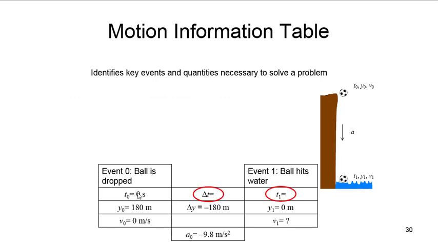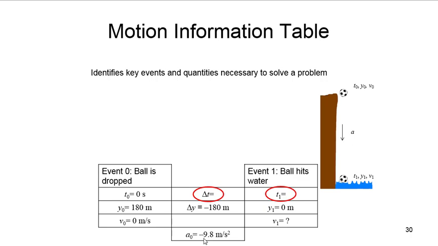So here I filled in, you can always start at t equals 0. I put my y equals 0 at the water, and so my y0 value is 180 meters. Because the ball is dropped, we're going to learn that when something is dropped, that initial velocity is 0. I also know that when it hits the water, the y position will be 0. Because I knew y0 and y1, I can calculate delta y as negative 180 meters.